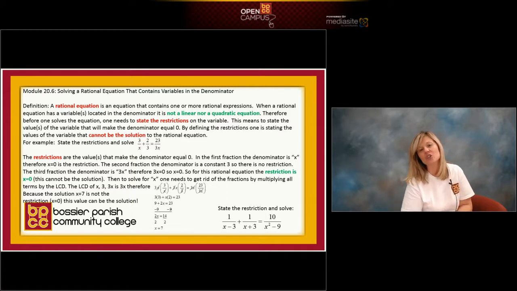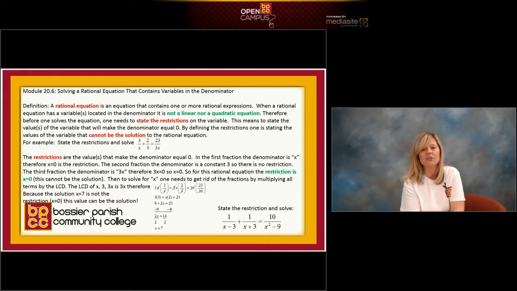Well, before you can actually go and solve that equation, you're going to have to state the restrictions. The numbers, the values, x cannot be. Because if your variable's in the denominator, you have to make sure your denominator does not become a 0. Because then the fraction would not even exist.